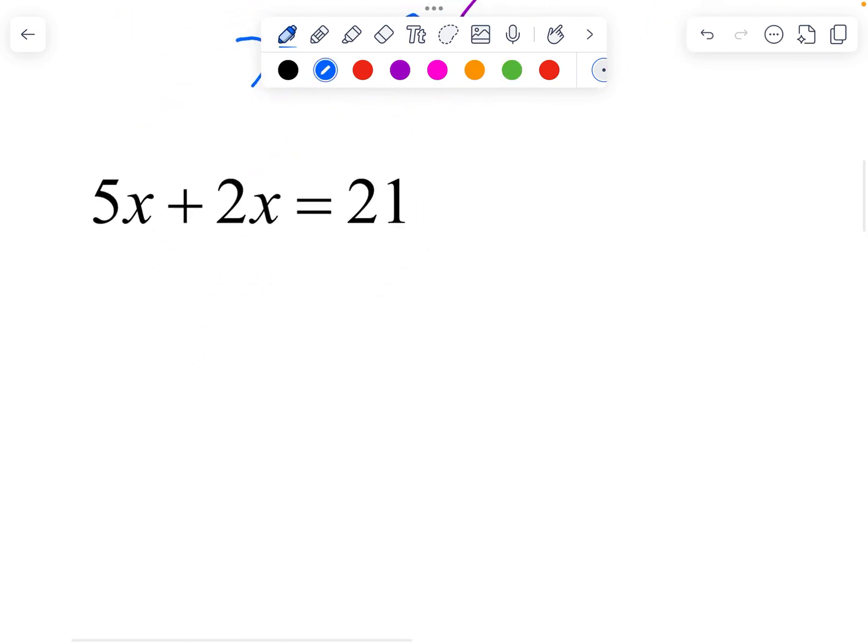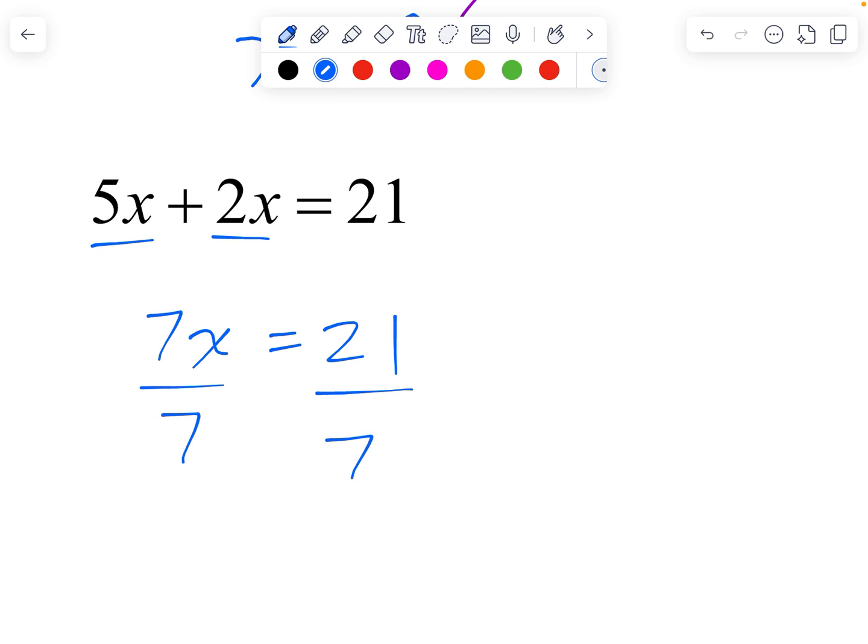So when we get down here, we can see we have two things that are alike on this side. So when you have things that are alike, you can combine them or simplify them. So if I add 5x and 2x, I get 21. I can divide by 7 on both sides, and I get x equals 3.